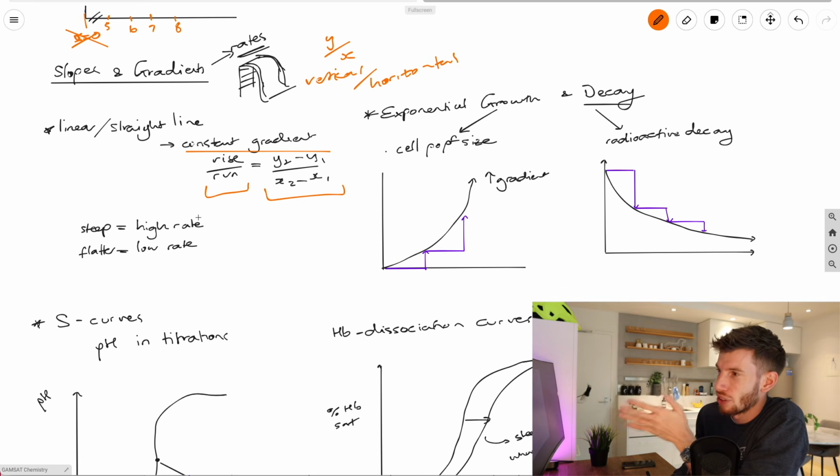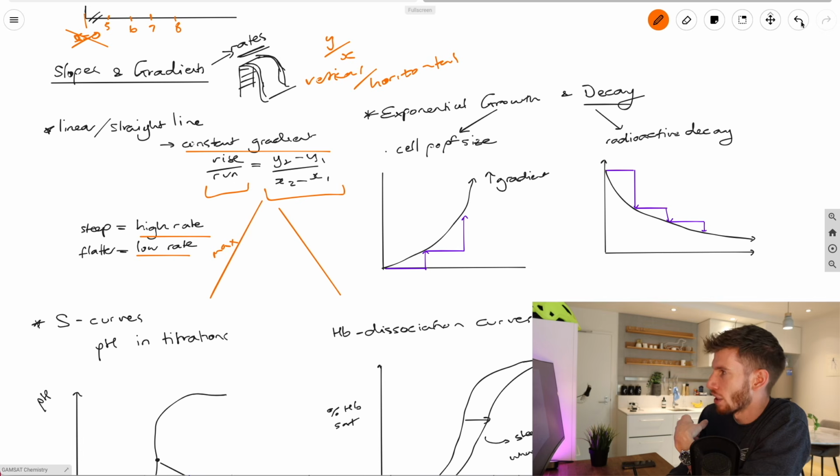More importantly though, they often don't get you to actually do calculations. You might do rough estimation of them, but more than likely you'll just be ranking different graphs based on their steepness. So if something is steep, it has a high rate; flat, low rate. And when I say steep, it doesn't necessarily mean steep positive, it can mean steep negative as well. So this would be a maximum or a very high rate of increase. And this would be a very high rate, but of decrease in something, right? So look out for that. Flatter is where they're going to sit almost horizontal, right? So this would be a lower gradient or a lower slope overall.